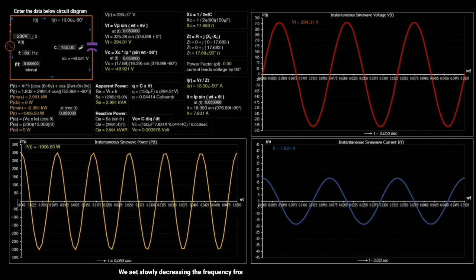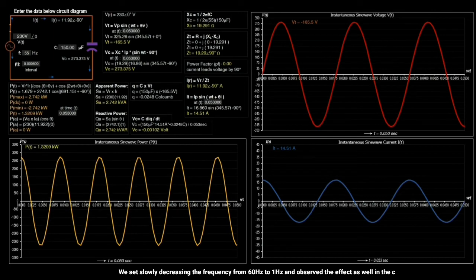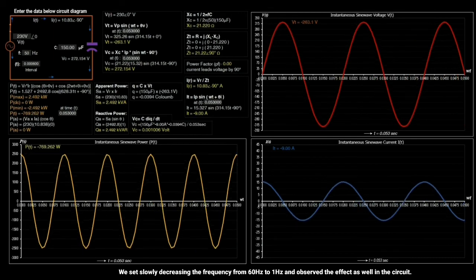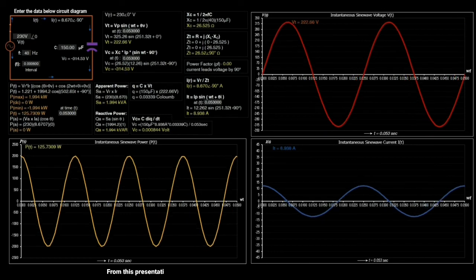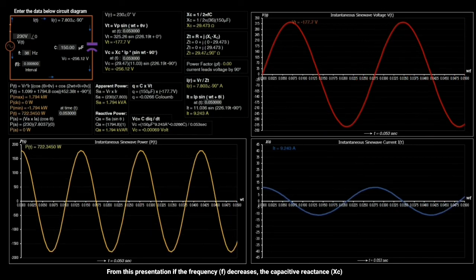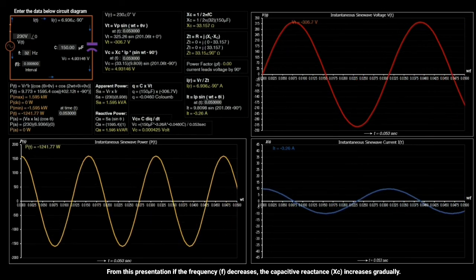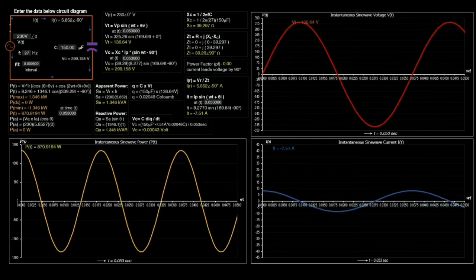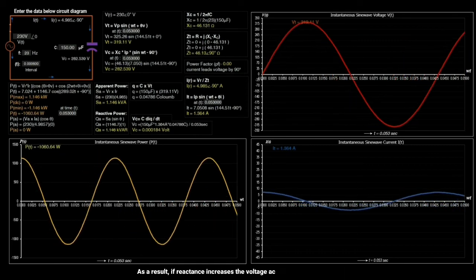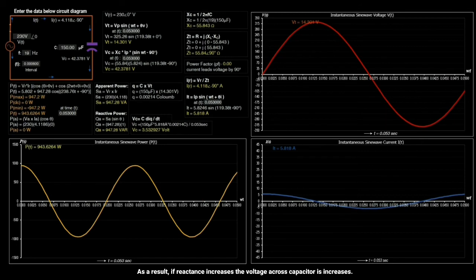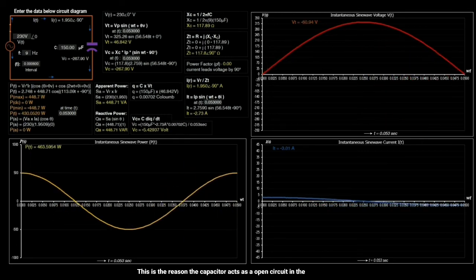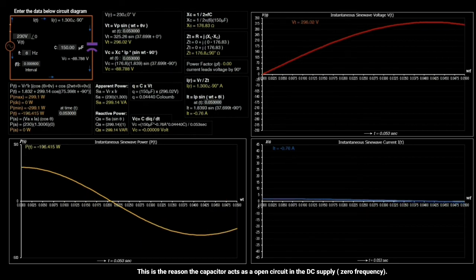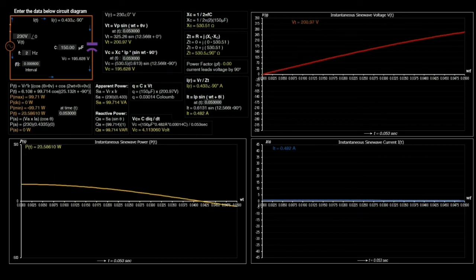We now slowly decrease the frequency from 60 Hz to 1 Hz, and observe the effect in the circuit. From this presentation, if the frequency decreases, the capacitive reactance increases gradually. As a result, if reactance increases, the voltage across the capacitor also increases. This is the reason the capacitor acts as an open circuit in the DC supply, at zero frequency.